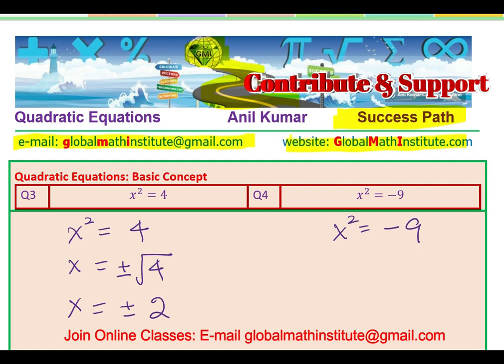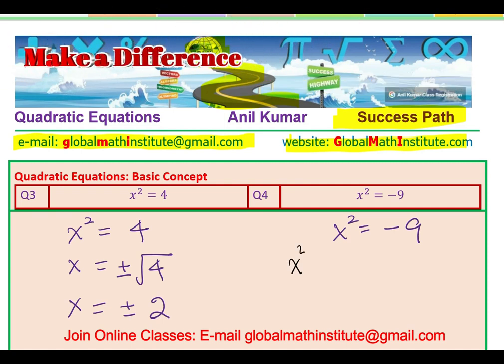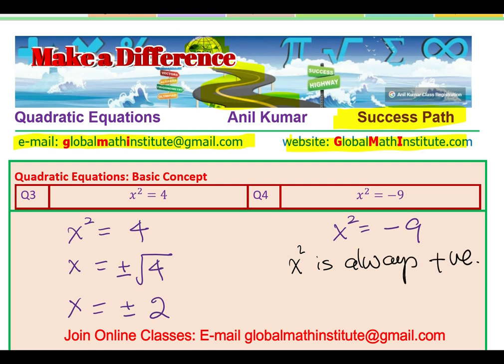Anyway, you understand now that x square is always positive, right? X square is always positive. So I'm writing positive like this. So can we have negative 9? No. So we have no solution. So for this, we have no solution, correct? Okay, so let me just rewrite it properly.